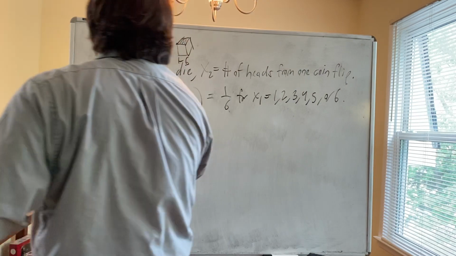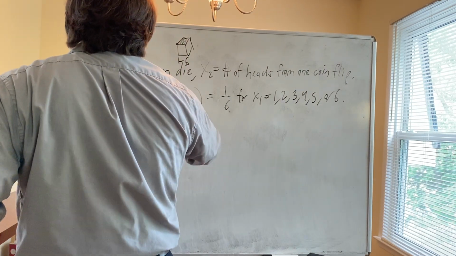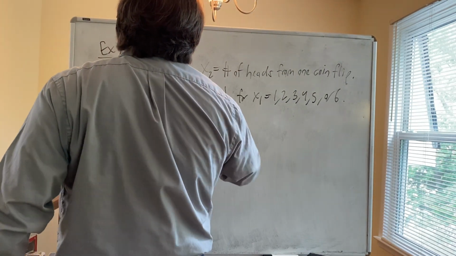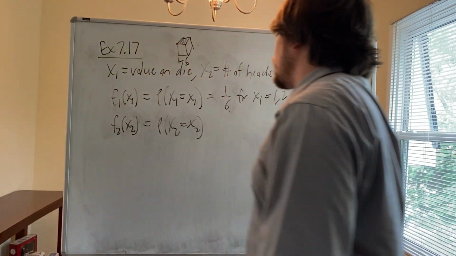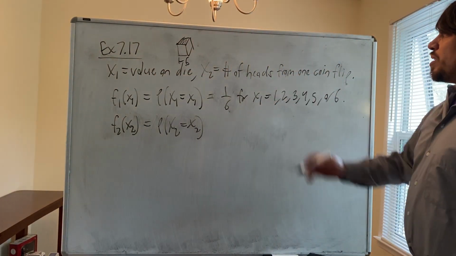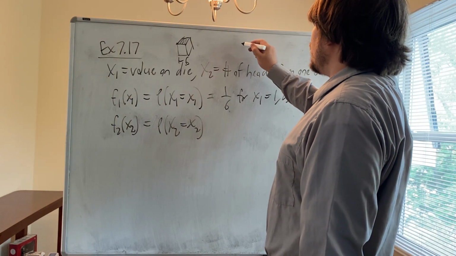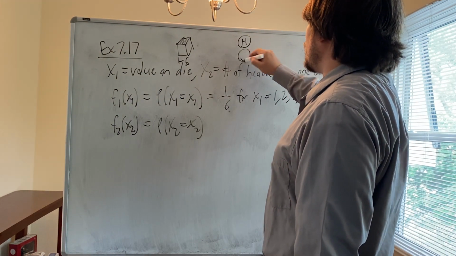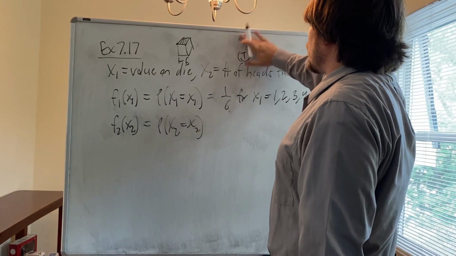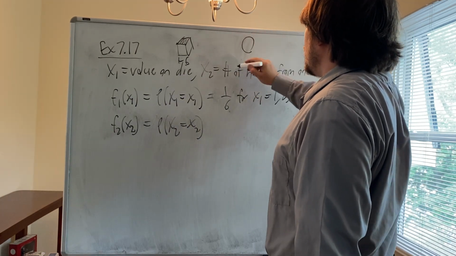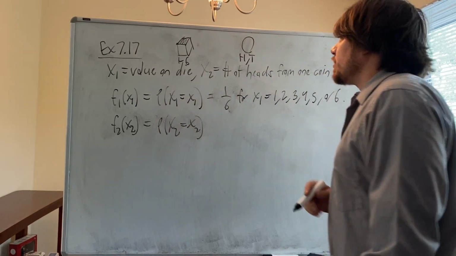And then f sub 2 of x2 is the probability that your random variable capital X2 is equal to some value little x2. Well, x2 is the number of heads from one coin flip. If you toss one coin, there are two possibilities: you either get heads or you get tails. So actually, I'll write it this way. You have one coin flip, and you either have heads or you have tails.